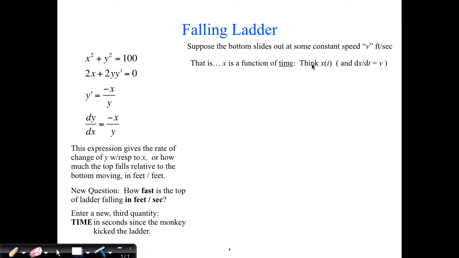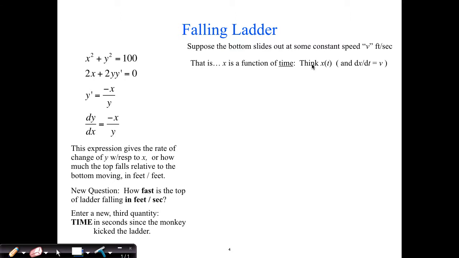So I can think of x, the distance that the bottom is from the wall, as a function of t. So I can call it x of t. X is a function of time. So after 1 second, at this constant rate, v feet per second, the bottom would be v feet away from the wall. After 2 seconds, it'd be 2v feet away from the wall. After 3 seconds, it'd be 3v feet away from the wall.